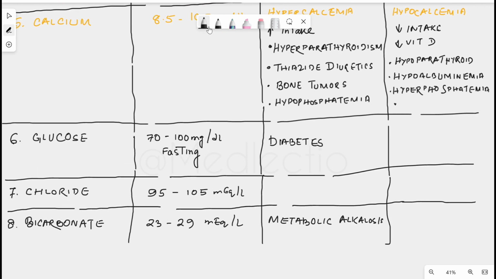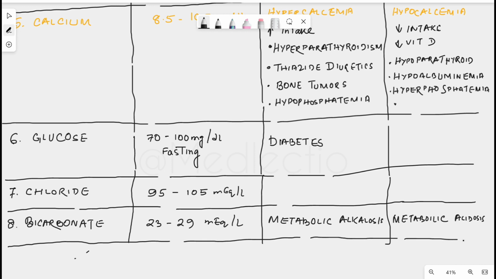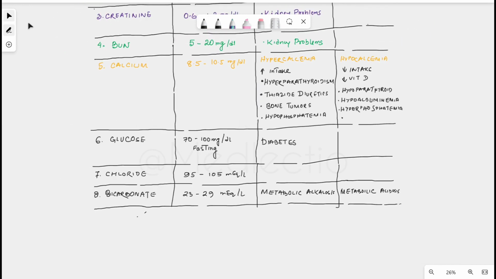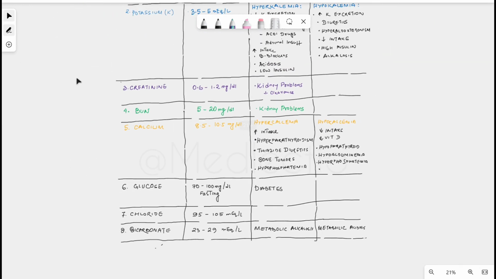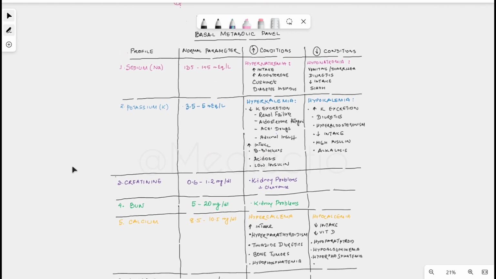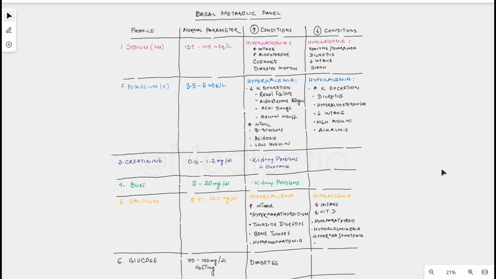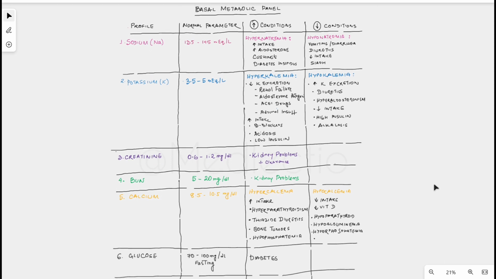From these things, if you need a separate video on anything in detail, just put a comment. So we will have metabolic acidosis, metabolic alkalosis, respiratory acidosis, respiratory alkalosis in a separate video. Acid-base disorders are pretty much important for every exam. So from these seven, sodium, potassium, calcium and glucose are the most important things, also the bicarbonate.